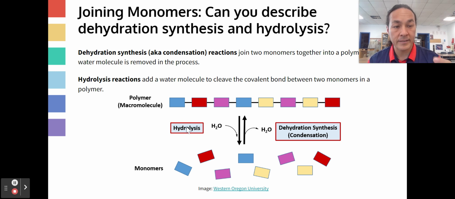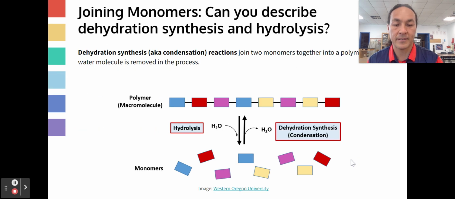Hydrolysis, the word lysis means to burst or to break, and hydro means with water. So it means adding a water molecule with the help of an enzyme to break a covalent bond between two monomers. So in other words, it would be to break apart this long line here into their constituent monomers.